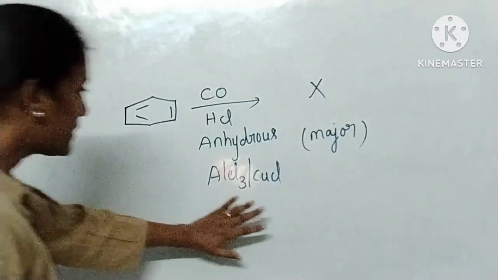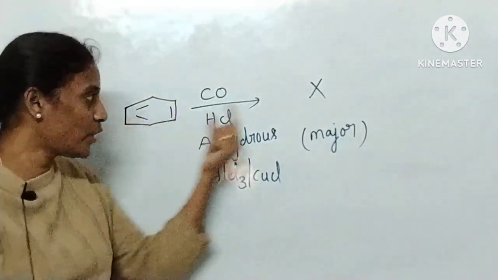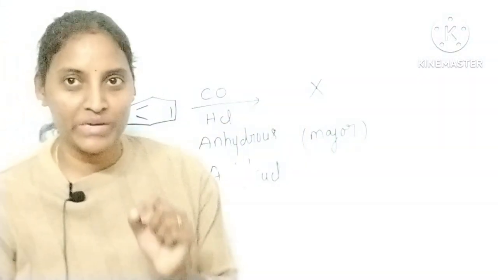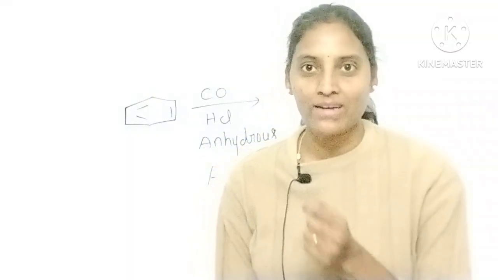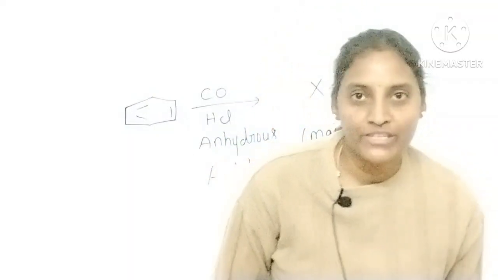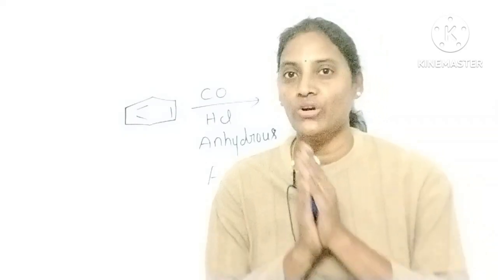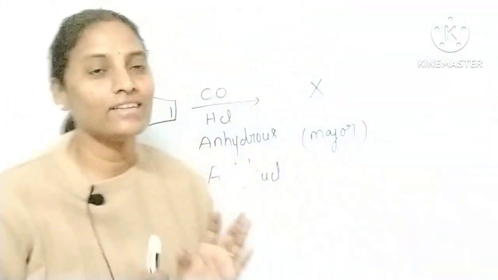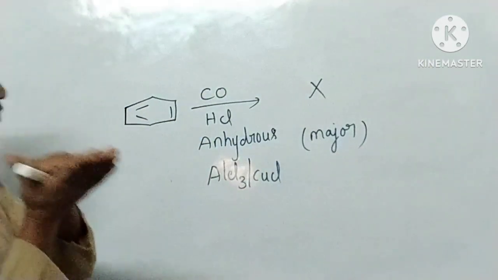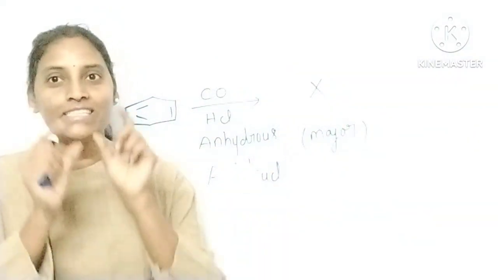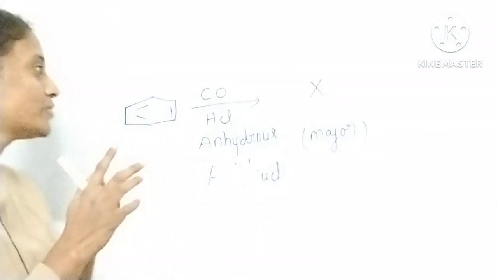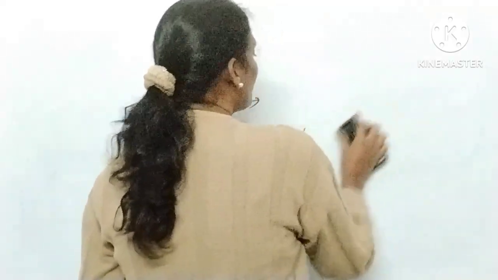Dear students, here in this question you need to identify what X is. Benzene is reacting with carbon monoxide in presence of hydrochloric acid and anhydrous AlCl3 or CuCl. Yes, you can observe this reaction in your NCERT directly. This is also known as the Gattermann-Koch reaction. The major product here is benzaldehyde.